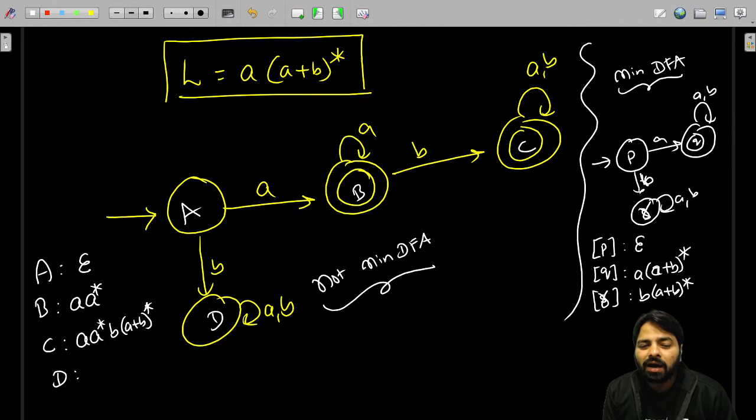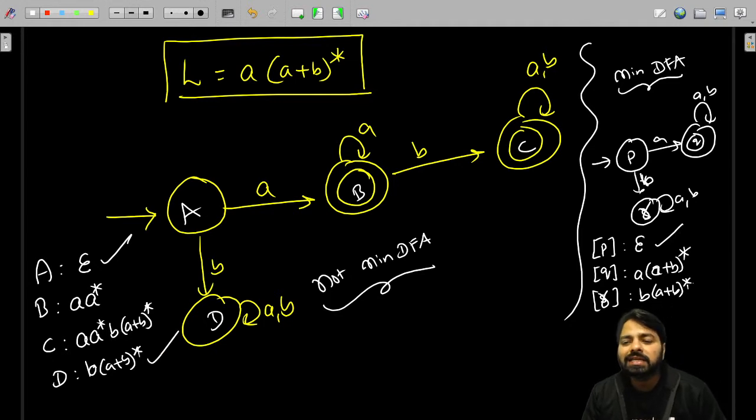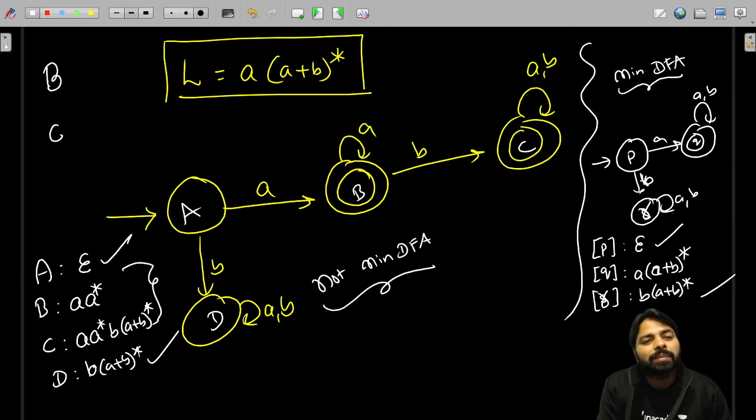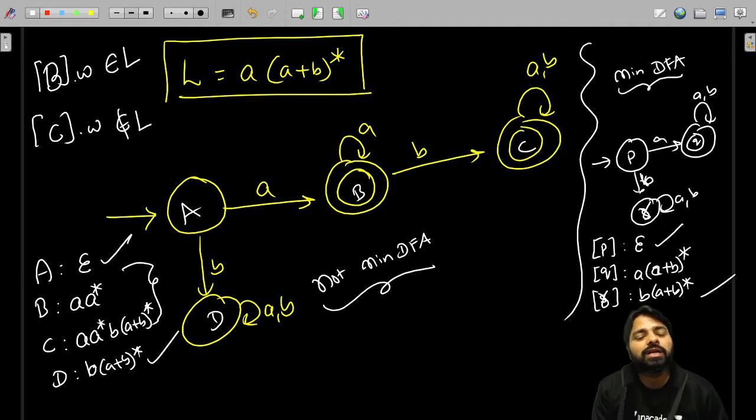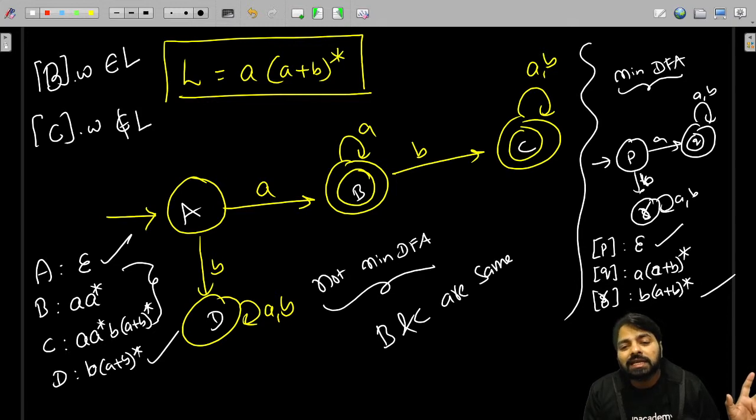And what is D? B followed by (A plus B) whole star. And here, A is an equivalence class, D is an equivalence class, but B and C are not, because R is an equivalence class, Q is an equivalence class here. Why are B and C not equivalence classes? Because if I take B and C, there is no string which can separate them. One should belong to L, the other should not belong to L. There is no such string it can separate B and C. That's why B and C are not 2 different equivalence classes. B and C are the same equivalence class.